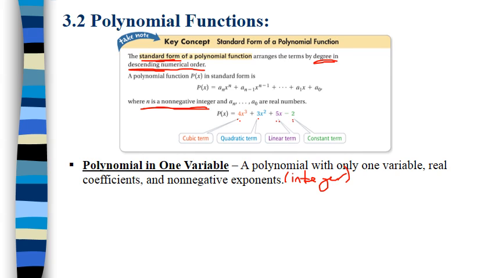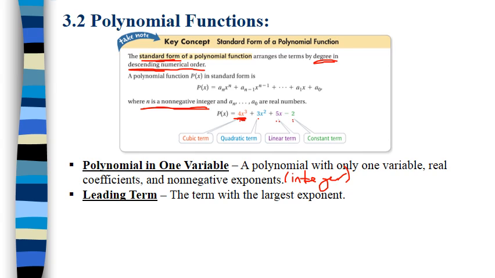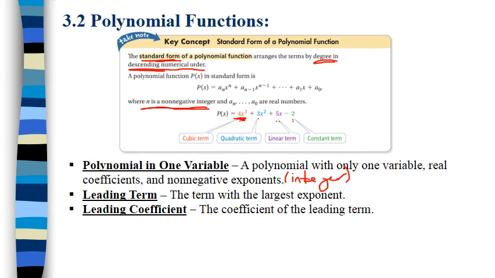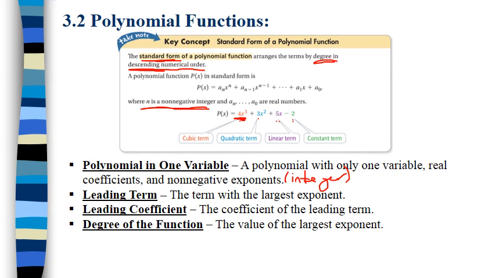Non-negative integer exponents. In general, the leading term is the term with the largest exponent. In standard form, it is literally the leading term. It's the first term that you write. Within that leading term, you have a leading coefficient, which is the number that is being multiplied to the variable. The degree of the function is the value of that exponent. So in this example, the degree of the function would be 3. It would be a third degree polynomial.